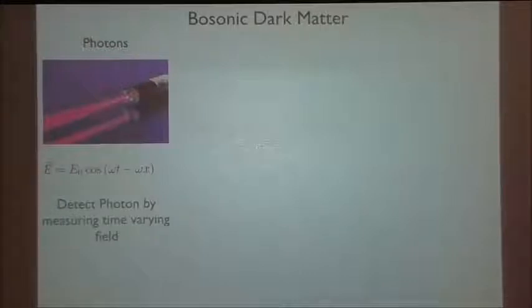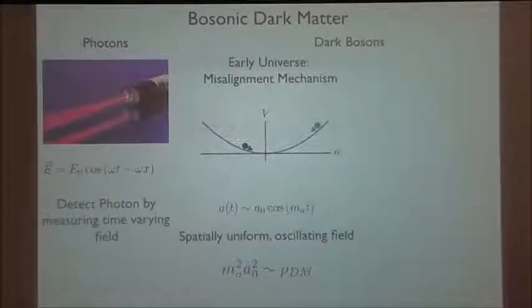And one way to find these photons is to measure the time-varying electric field associated with it. You have an antenna, you can drive the antenna. That's one way to find it. So the key point here is that every boson, or really every quantum field, every particle comes with a classical field associated with it, and that classical field will have time dependence. And you could try to detect the particle by going after the time-dependent field. That's the key idea here. So let's look at how that works for dark bosons.